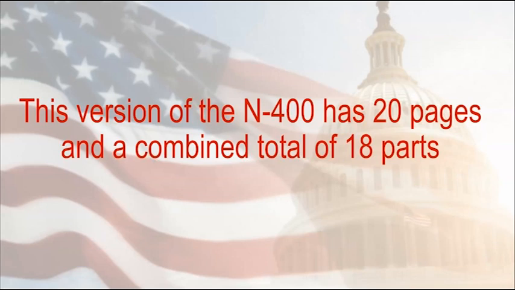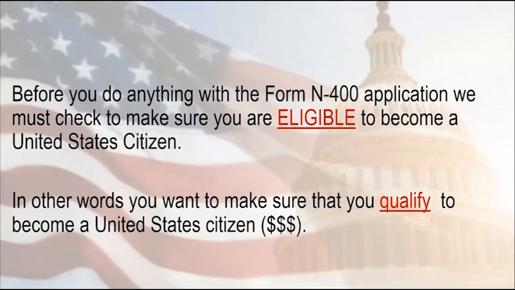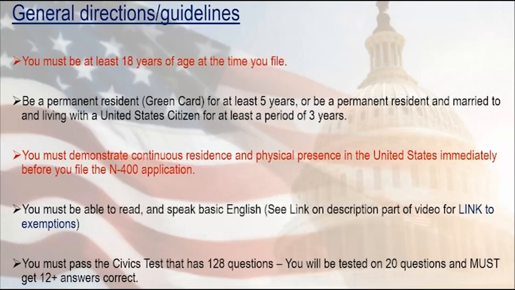Before you do anything with Form N-400, we must check to make sure that you are eligible to become a United States citizen. In other words, you want to make sure that you qualify to be a United States citizen. Because remember, with this application, you will send money. You will have to pay for it. And you do not want to lose your money. So let's make sure that you qualify to become a United States citizen. And here are some general guidelines in order for you to be successful at completing your application.